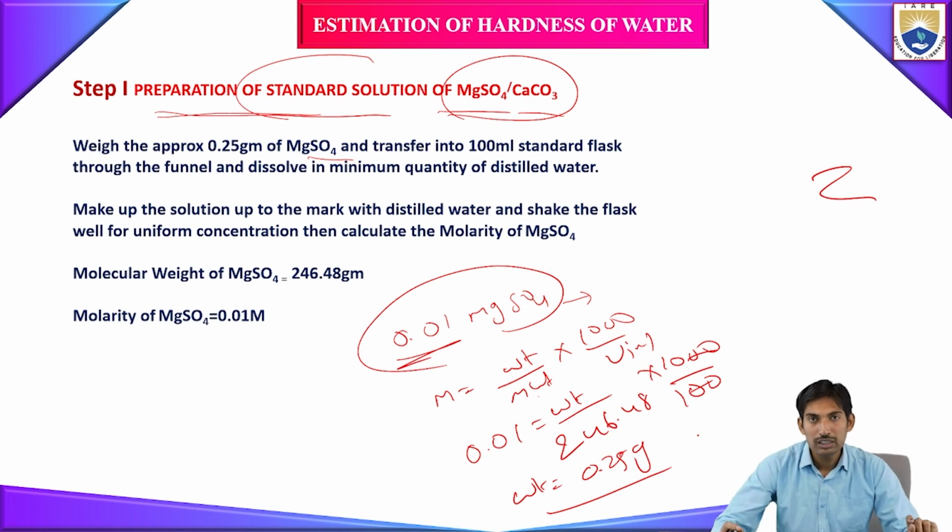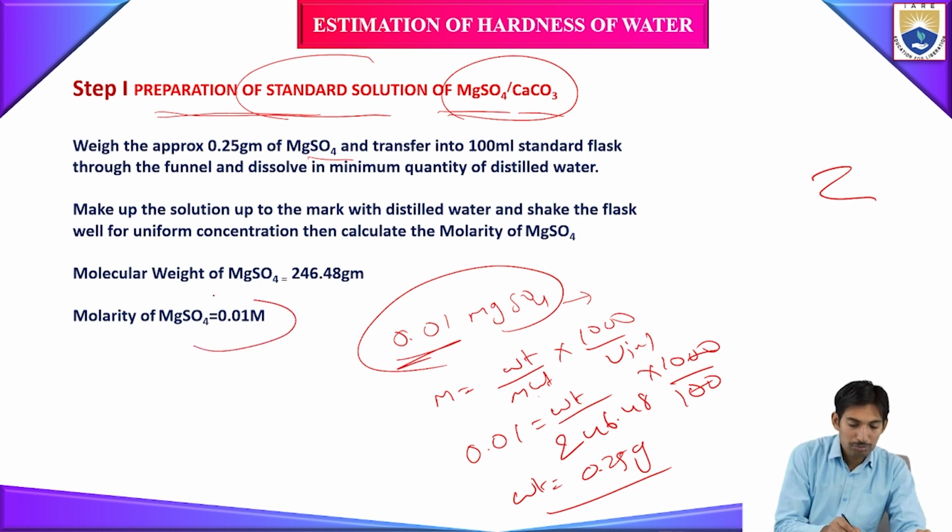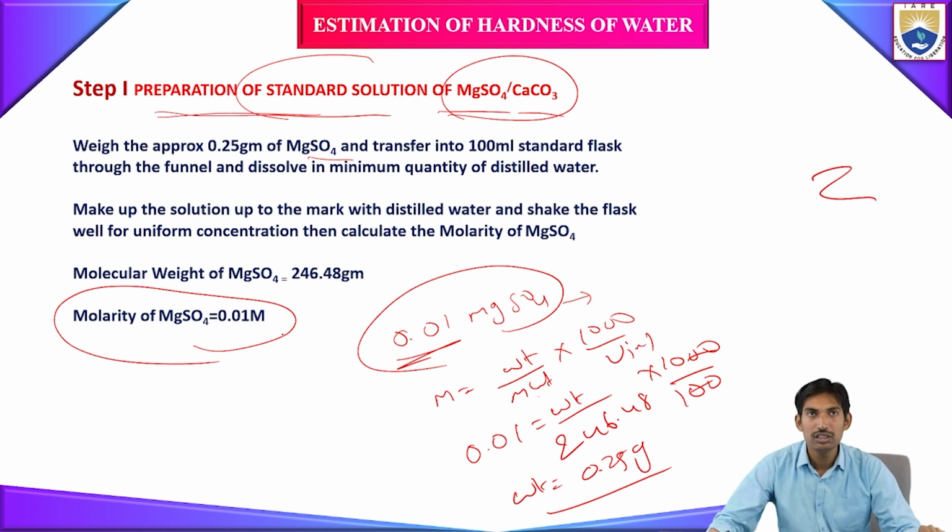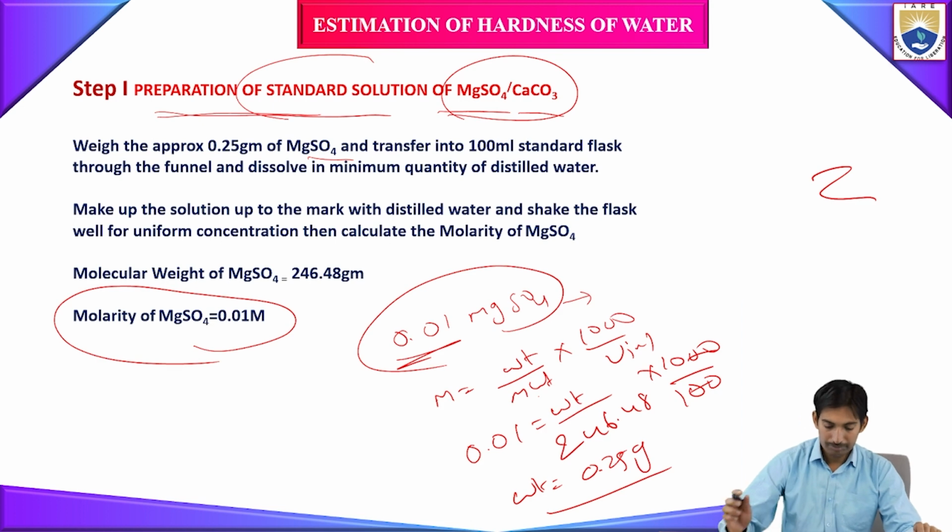If you dissolve 0.25 grams of magnesium sulfate in 100 ml of water, that will produce 0.01 molar magnesium sulfate solution. The magnesium sulfate molarity we prepared is 0.01 molar. This is the primary standard solution.